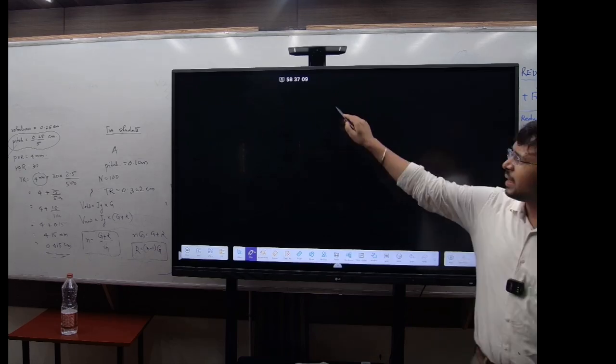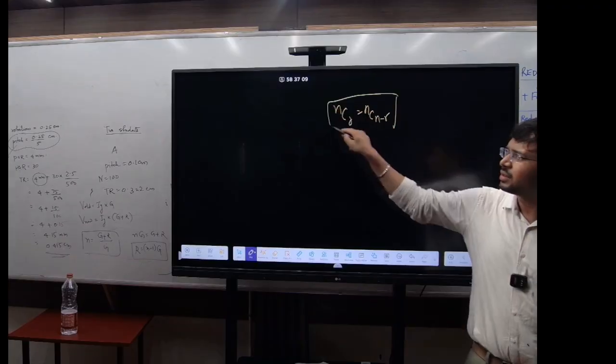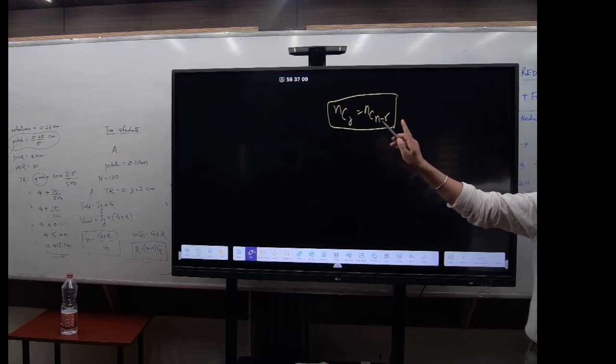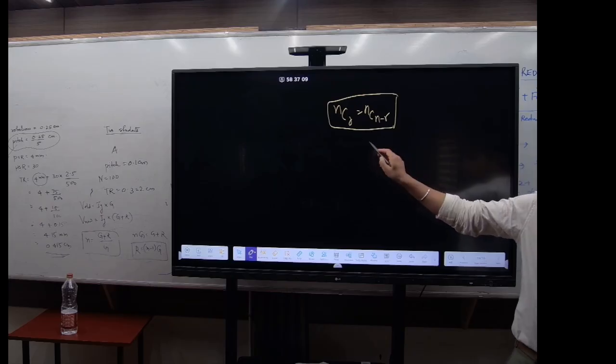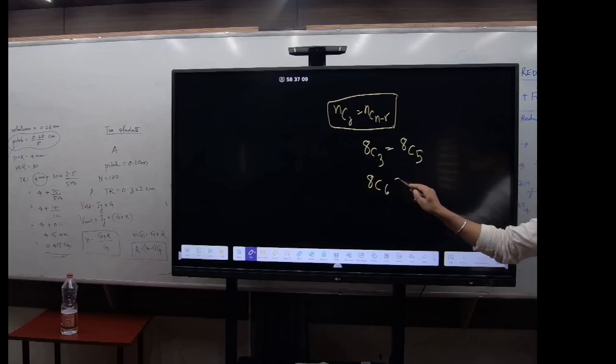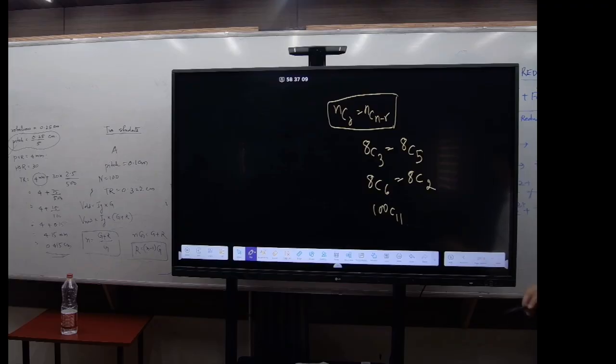One more thing: we also know the formula NCR is equal to NC (N minus R). NCR is equal to NC (N minus R). How many of you know this? If you don't know, now you know. For example, 8C3 will be the same as 8C(8 minus 3), which is 8C5. The value will be the same. 8C6 will be the same as 8C(8 minus 6), which is 8C2. 100C11 will be the same as 100C89, that is 100 minus 11.